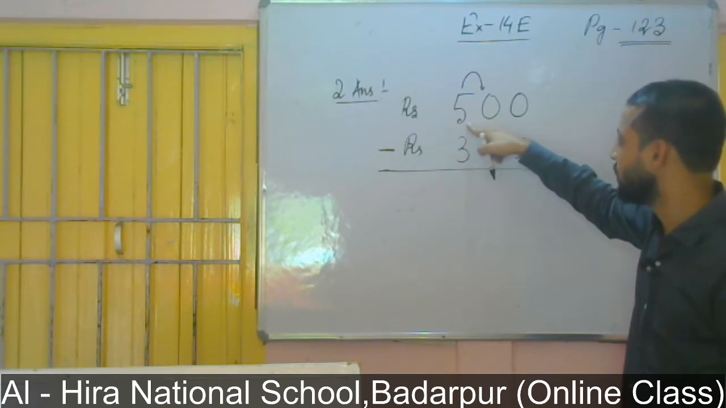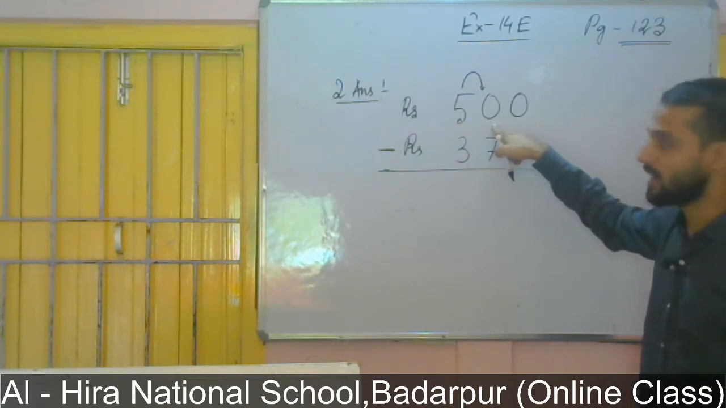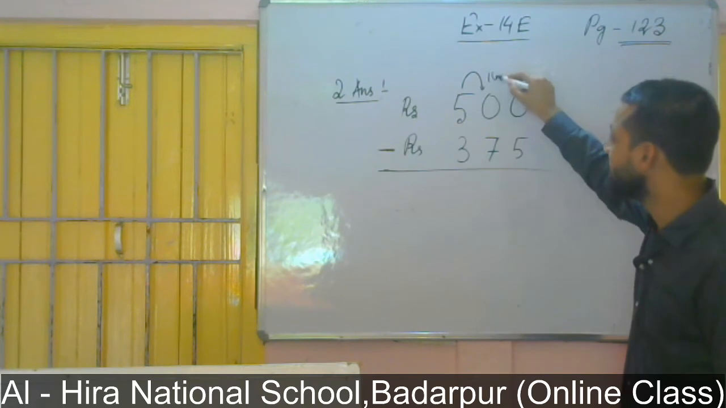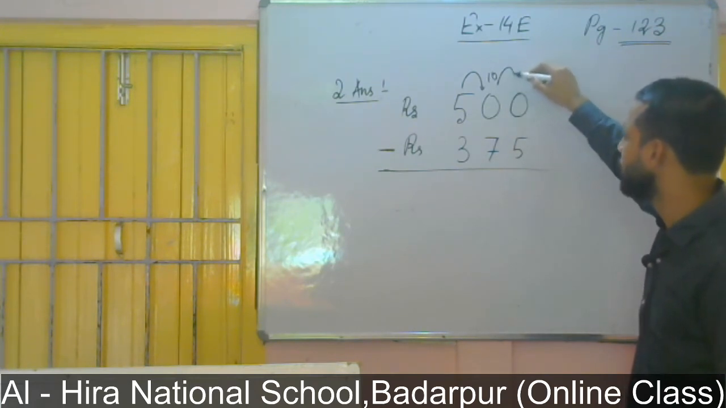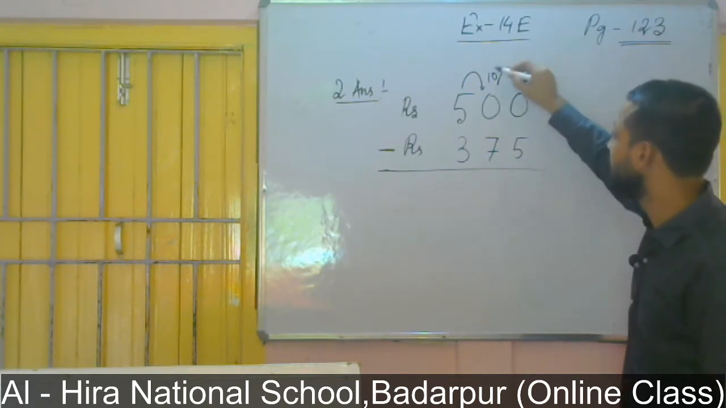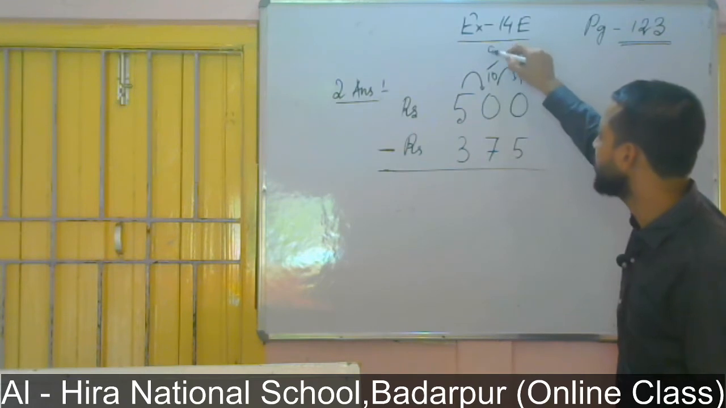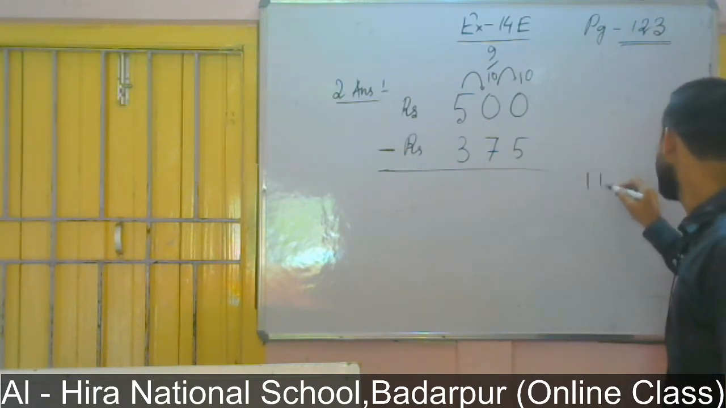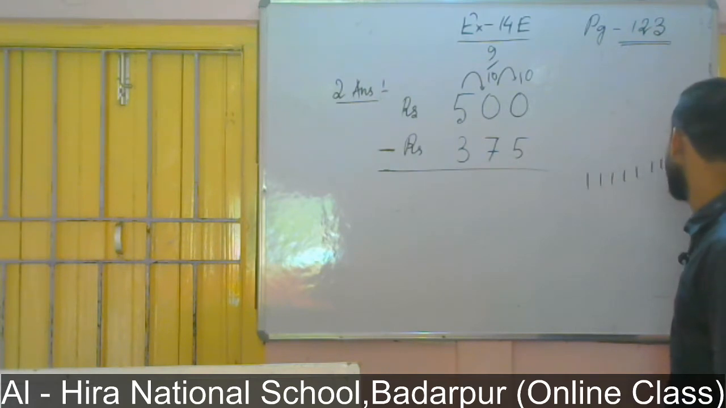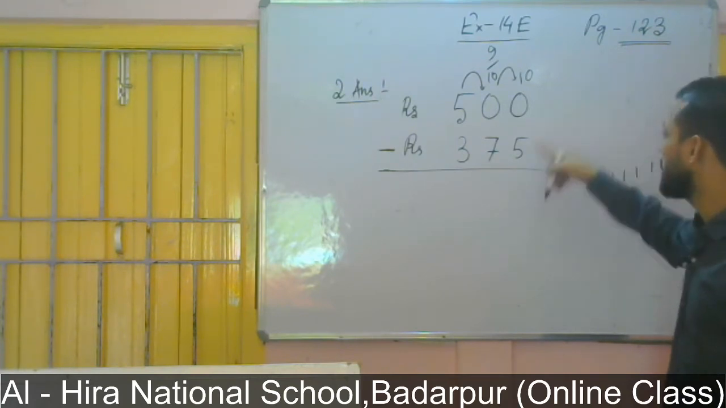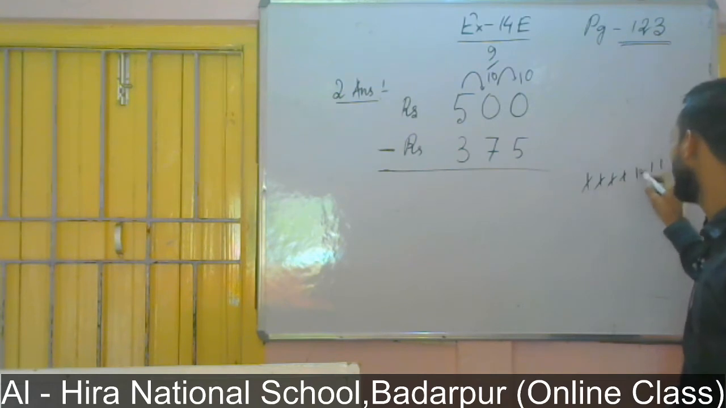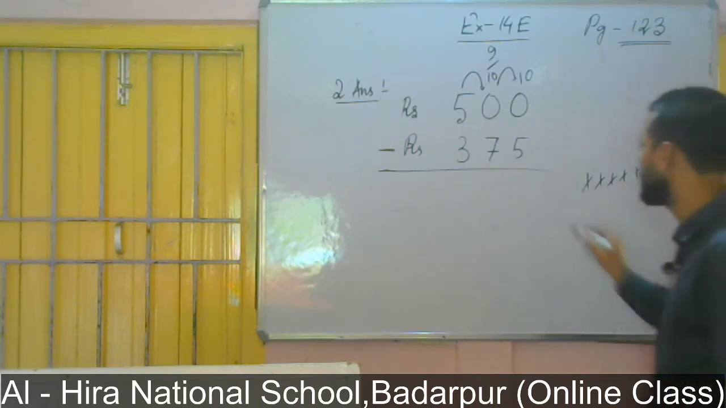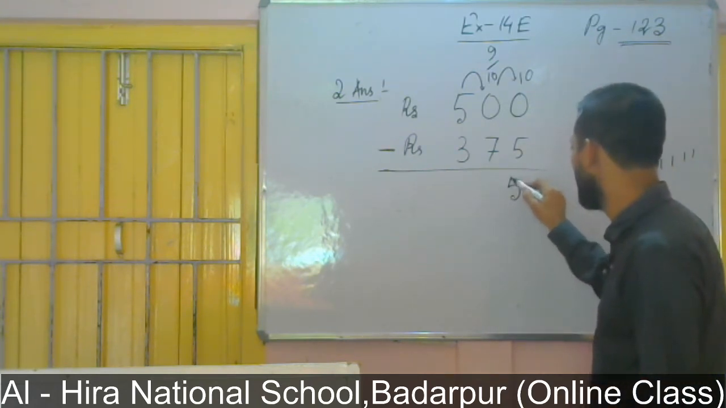If we carry 1 from 5, then here we will get 10. That means instead of 0 we will get 10. Now from here we are going to carry 1. If we carry 1 from here, instead of 0 we will get 10, and here instead of 10 we will get 9. So 10 minus 5: 1, 2, 3, 4, 5, 6, 7, 8, 9, 10. 10 minus 5 equals 5. So we are going to write here 5.